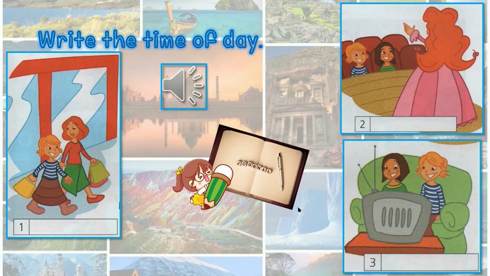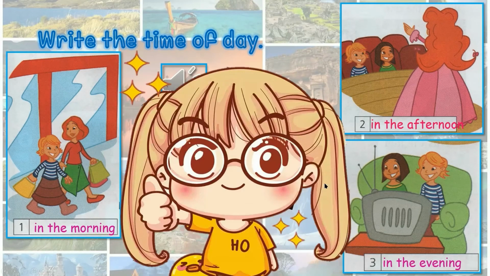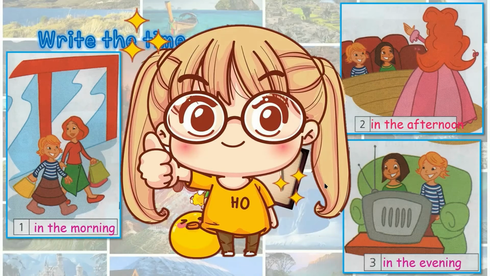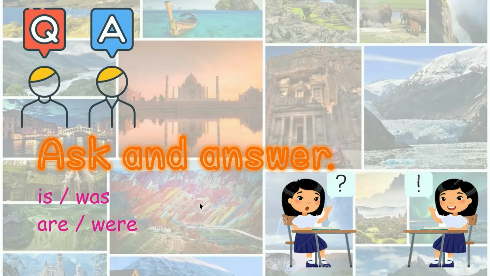For picture one, they are at the shopping center in the morning. For picture two, they are at the theater in the afternoon. The third picture, they are at home in the evening. Do you get all answers correct? Good job! It's time for ask and answer.